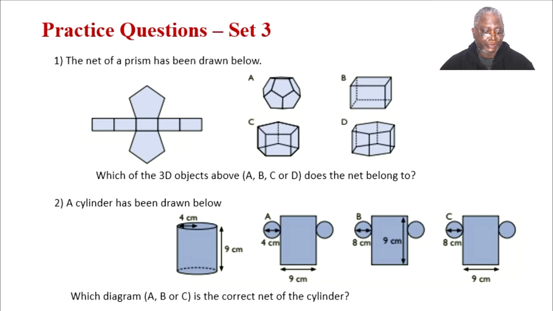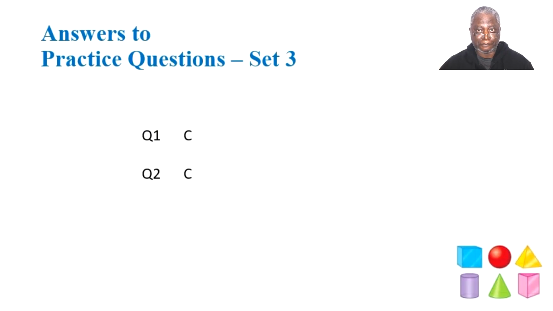Question 2. A cylinder has been drawn below. Which diagram, A, B or C, is the correct net of the cylinder? Note that the dimension of the cylinder has been given, so you need to check because those drawings might not be accurate. And your answer, question 1, C. And question 2 also is C. Check them out and practice with them.